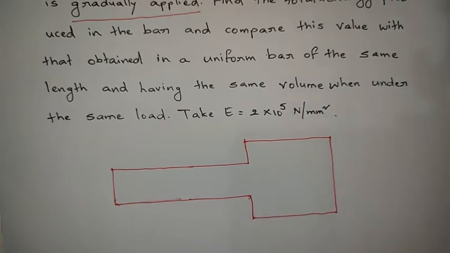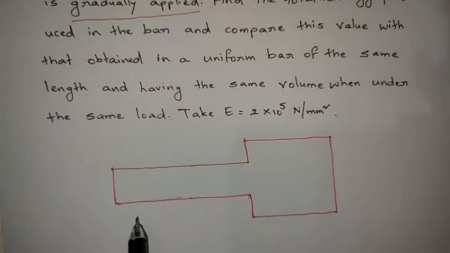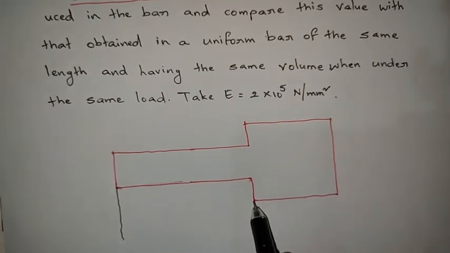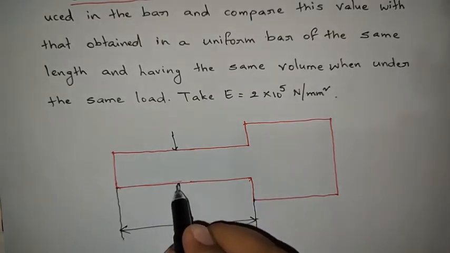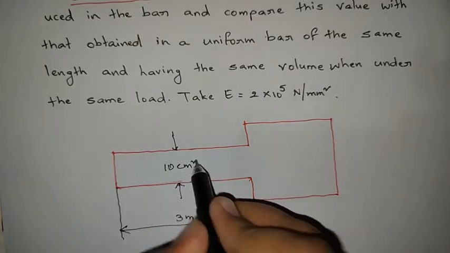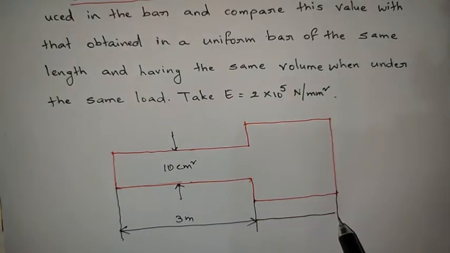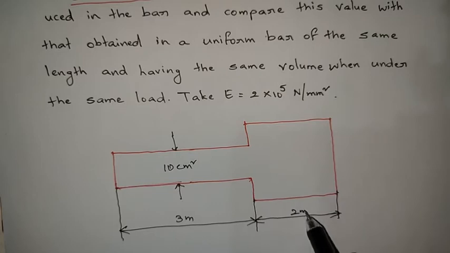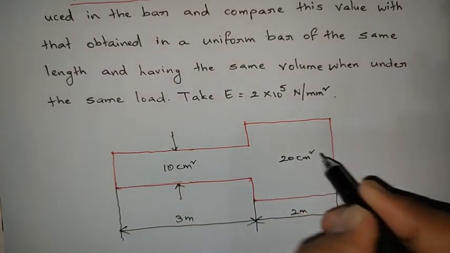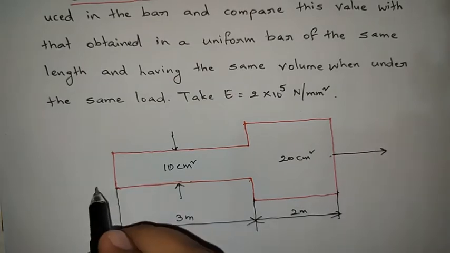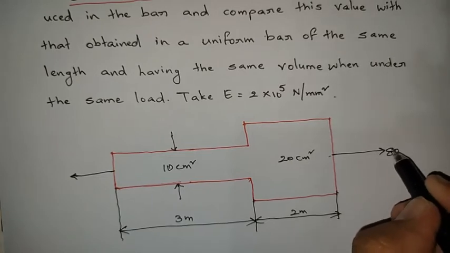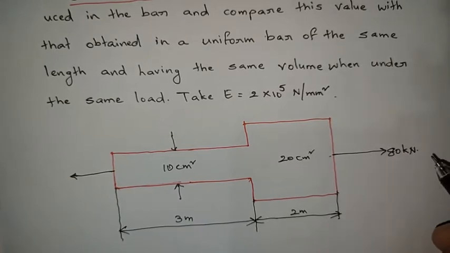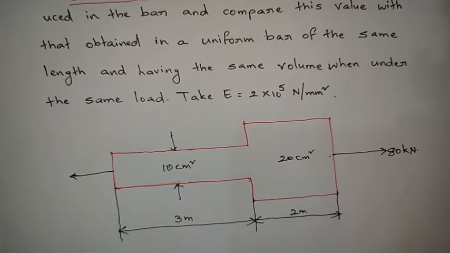So now let us represent all the values. The total length is 5 meters. For the first 3 meters, the area is 10 centimeters square. And for the remaining 2 meters, the area value is 20 centimeters square. We are applying an axial load of 80 kilonewtons on this. Then he is asking us to calculate the total strain energy produced in the bar.